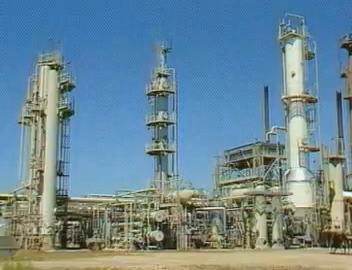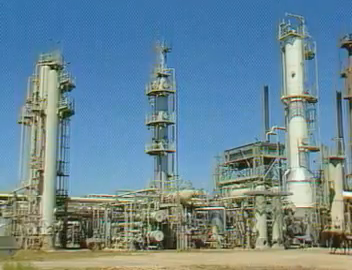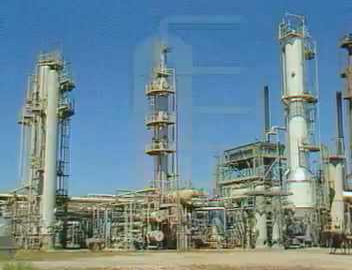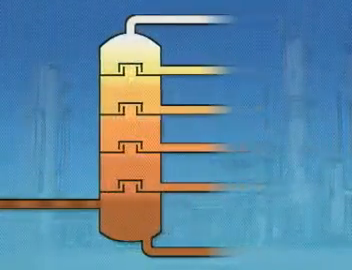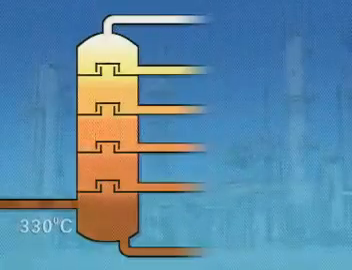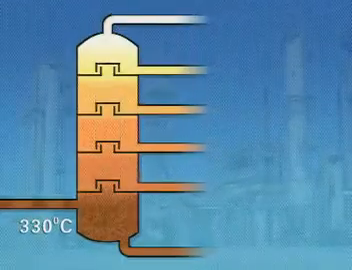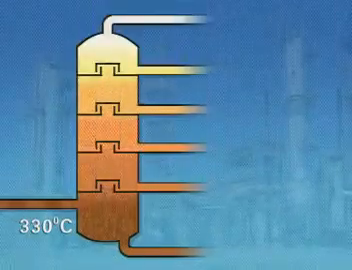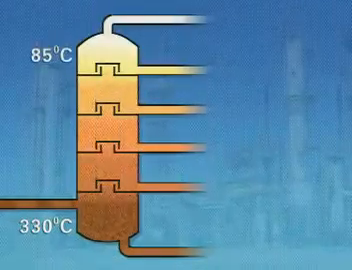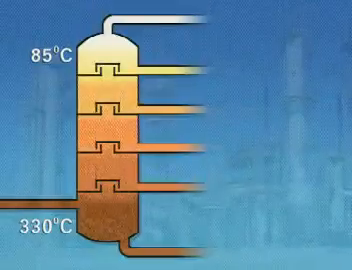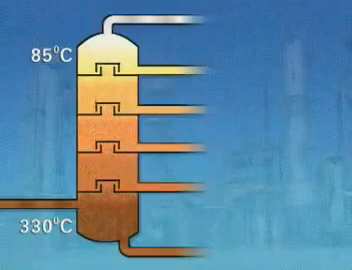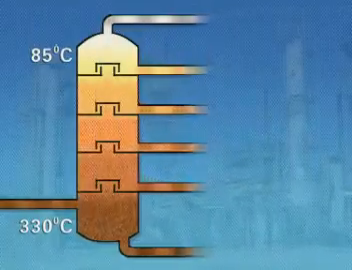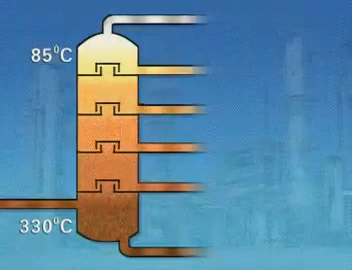Industry uses the same process, but on a mammoth scale, in huge fractional distillation columns. The hot oil enters near the bottom, at a temperature of 330 degrees Celsius. The column becomes cooler towards the top. Fractions which remain as vapour at 85 degrees Celsius go straight to the top and are piped away. Different hydrocarbons condense at different temperatures, running off at various levels.